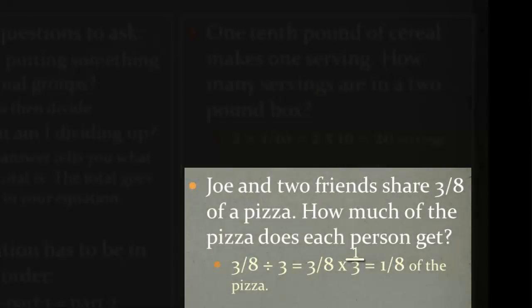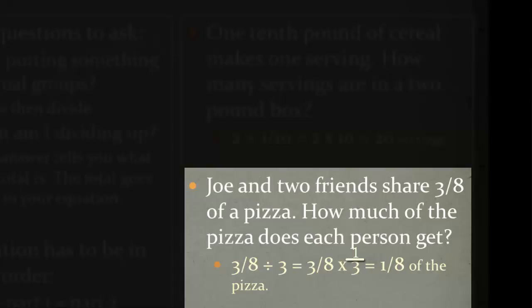Let's look at our last example now. It says, Joe and 2 friends share 3/8 of a pizza. How much of the pizza does each person get? Well, again, I need to start by determining if this is division. So I'm going to ask myself, am I putting something into equal groups? Well, in this case I am. I'm cutting the pizza up equally. So as long as they're sharing equal pieces, we can use division to solve this.